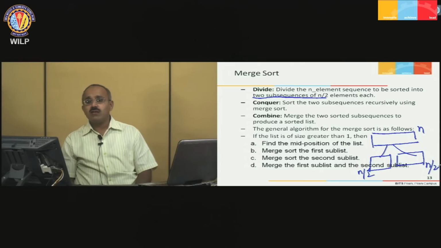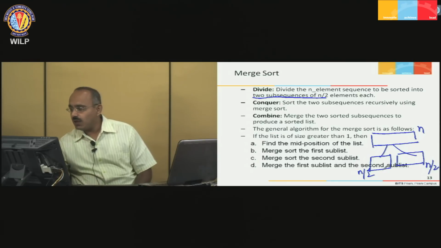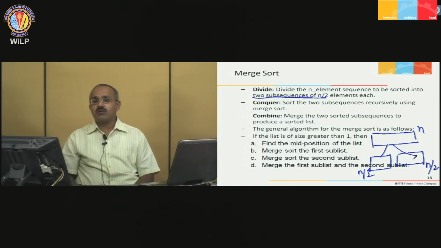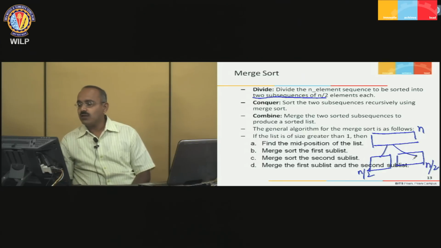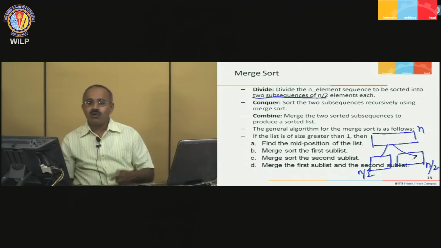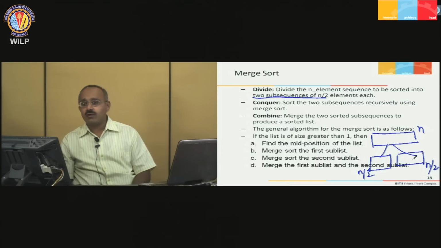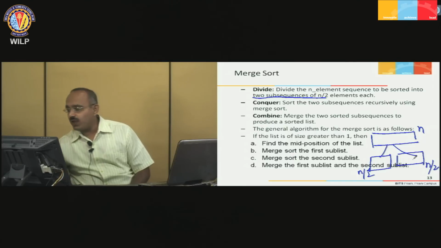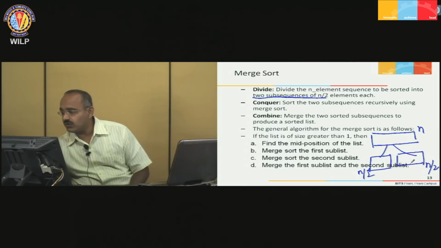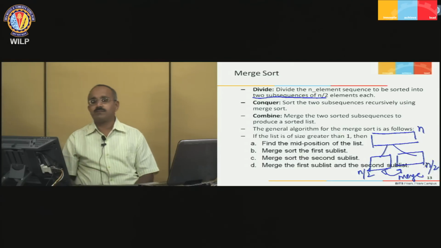Now, we use the same procedure on these two smaller sublists. So, we sort the two subsequences recursively using merge sort. That means we keep on dividing them into half until we have one element sequences, which we know are already sorted. Finally, once we have this sorted sequence and this sorted sequence, we try to merge them into a single sorted sequence.